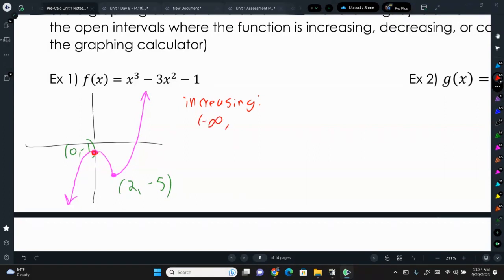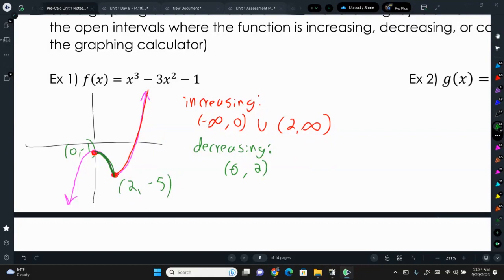So negative infinity, 0. And from this point going up, 2, positive infinity. We are decreasing, and we can abbreviate those in the next problems. We're decreasing in this interval from 0 to 2. So we have 2 intervals of increasing and then 1 interval of decreasing.